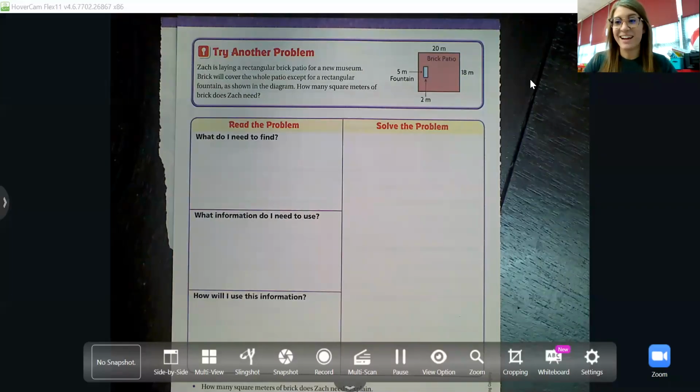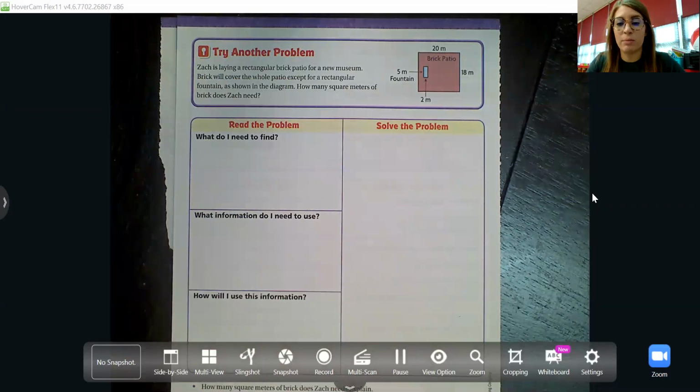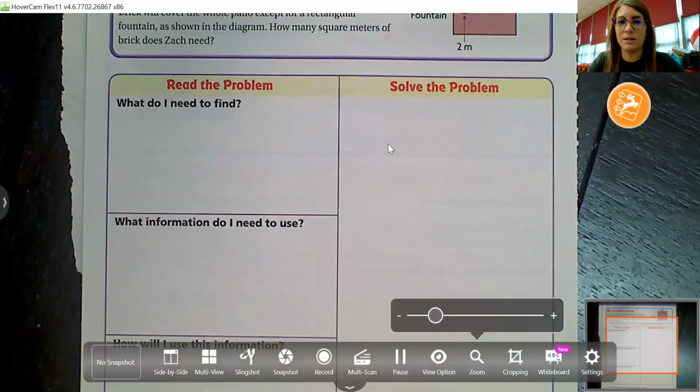Hey guys. Alrighty, last lesson for chapter 13. This is 13.5, and we're going to be using some problem solving to find area. All right, so let's go ahead and look at this problem over here. Zoom in just a little bit so you're not straining to see the screen.